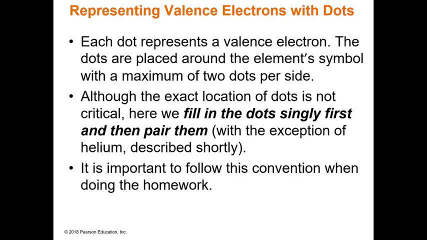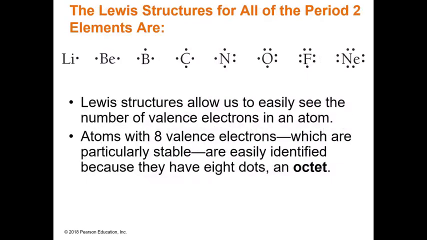Each dot stands for 1 valence electron. While the placement isn't rigid, a common practice is to first place single dots on each side of the element's symbol and then pair them. This becomes important when you do your homework, as following this convention helps you avoid mistakes when predicting bond formation.